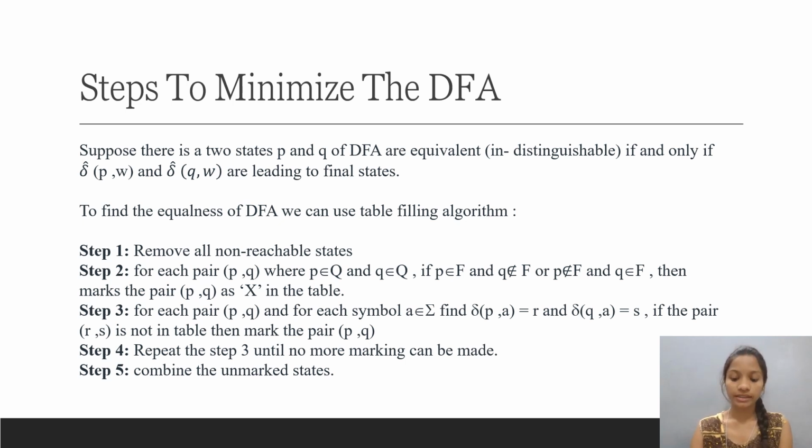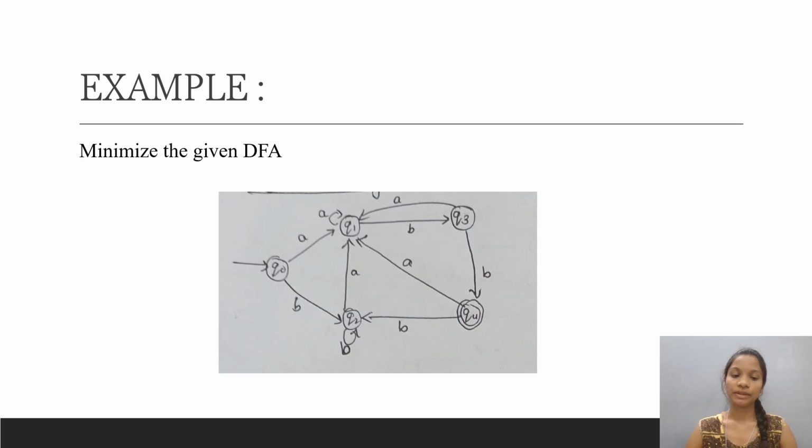Now let us see an example. This is the question we have to minimize. Q0 is connected to Q1 upon A, and Q0 is connected to Q2 upon B, and Q2 is connected to Q1 upon A. This is the question we have got. Now we have to perform minimization and reduce the number of states.